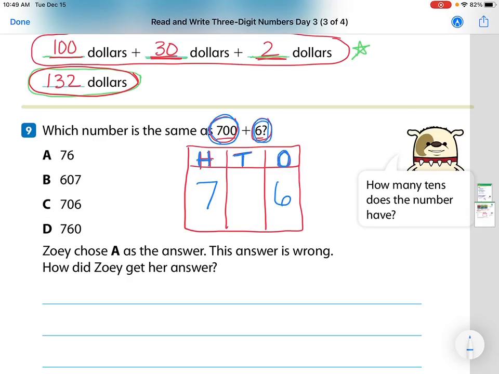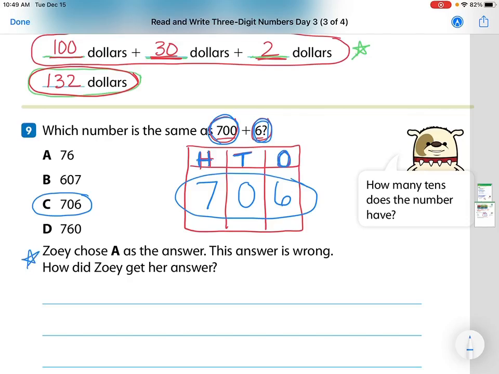They didn't give us any tens. So if we have no tens, that means we have 0 tens. So we need to write our 0 right there in the tens place. And now I think you can see what our 3-digit answer is, and our answer is C. So that's the answer to number 9, but here's the part that we have to figure out and write ourselves.